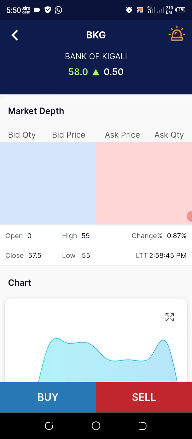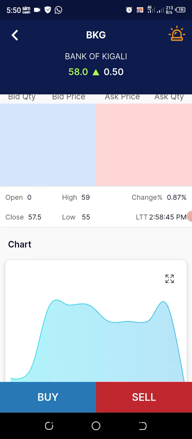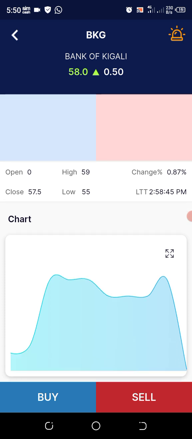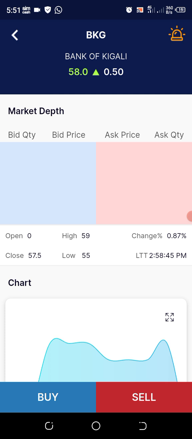Then you are going to also look at the percentage change. This is the percentage change in comparison to the previous day. When you look at this, you are going to see this is a positive sign. It is a positive percentage change. That means that there is some increase in price from the previous trading day.